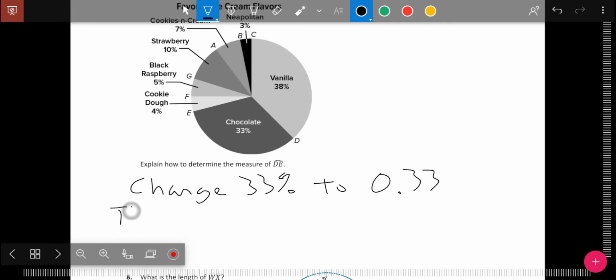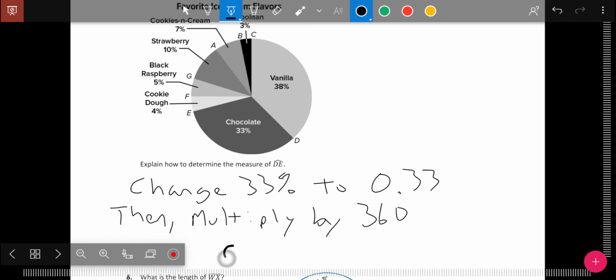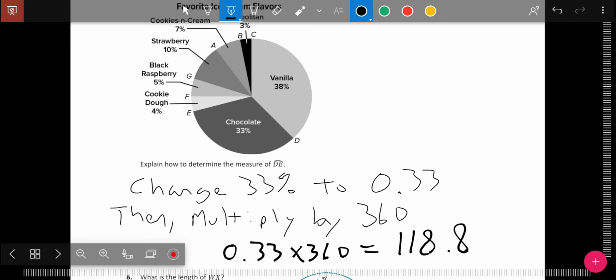And then my second step would be to multiply that by total degrees in a circle, which is 360. Okay. And so that is my description. And so if I was going to show the work it would be 0.33 times 360, and my answer would be 118.8. And that is how I changed it from a percent to a measure.